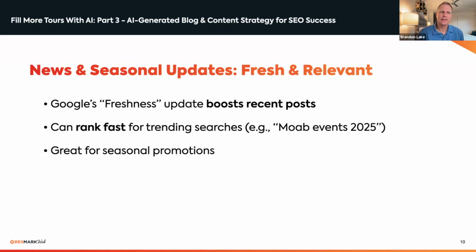News and seasonal updates. These are great for Google's freshness update, right? They want fresh content, and we'll talk about how to come back and update your posts as well. So if I created a Moab Events 2025, once 2025 passes, that's old content, right? But I can go back and refresh that, change the title, change the heading, and update the content to be 2026, and we should do that regularly. These are great for seasonal promotions as well, around the change of seasons and so forth.